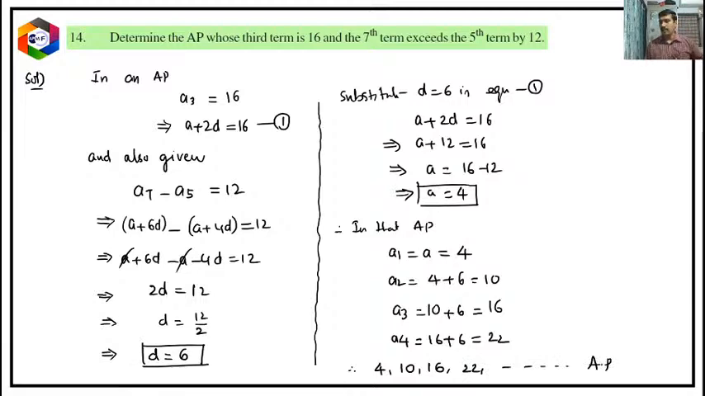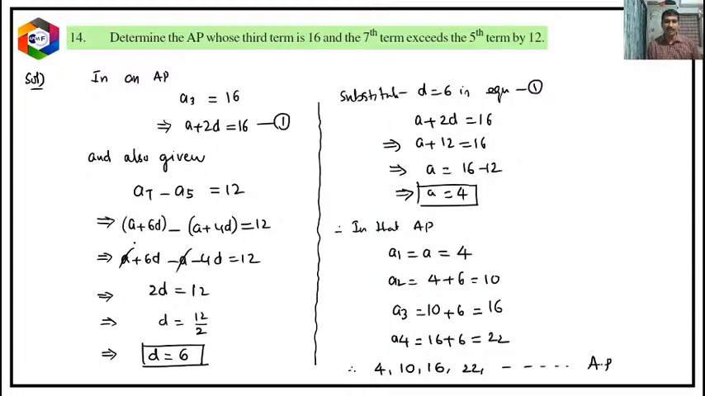Okay children, I hope it is clear. So once again, observe that in this arithmetic progression the third term is very clearly given as 16. So a3 is 16, and a3 in an arithmetic progression is a plus 2d, equal to 16. Now, the 7th term exceeds the 5th term by 12. What is the meaning of that? The 7th term is more than the 5th term by 12, so a7 minus a5 is equal to 12.